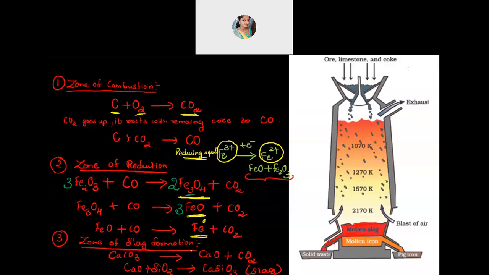And then the slag formation, where you have taken limestone to remove the silicates. When you are heating limestone in the blast furnace, it will decompose first. A decomposition reaction happens, giving you calcium oxide plus carbon dioxide. That calcium oxide will react with your silicates, giving calcium silicate. Hope now at least I have made it clear.